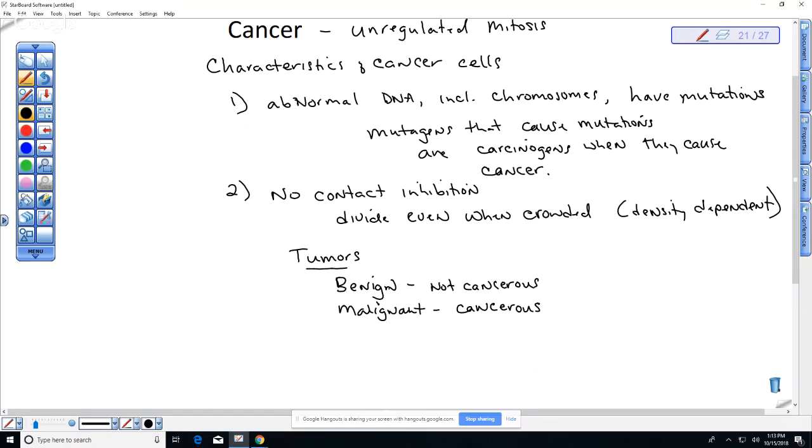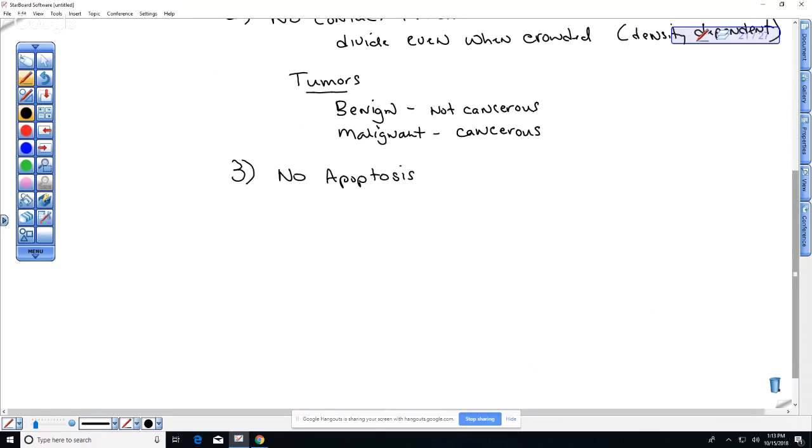Okay. They also have no apoptosis. So they do not undergo programmed cell death. They have no mitotic clock. So theoretically, they are immortal. Theoretically, they could go on dividing over and over and over again.